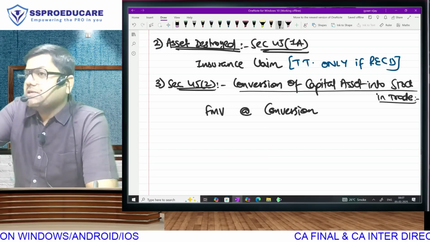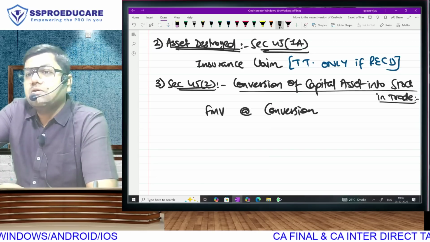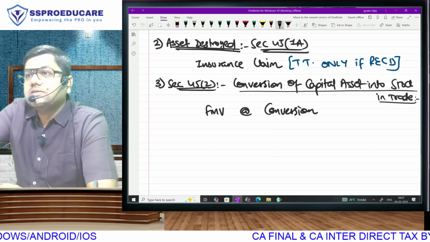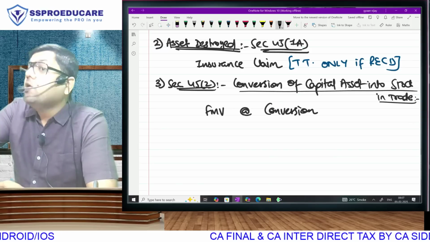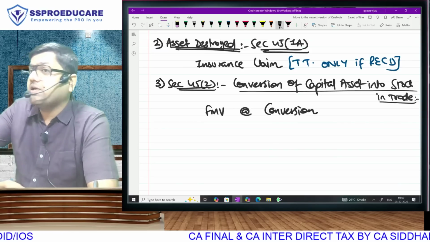That conversion is a taxable transfer, but will be taxable in the year of sale of stock. Indexation will stop in the year of conversion. Holding period will stop in the year of conversion. Full transaction start to finish we have seen.